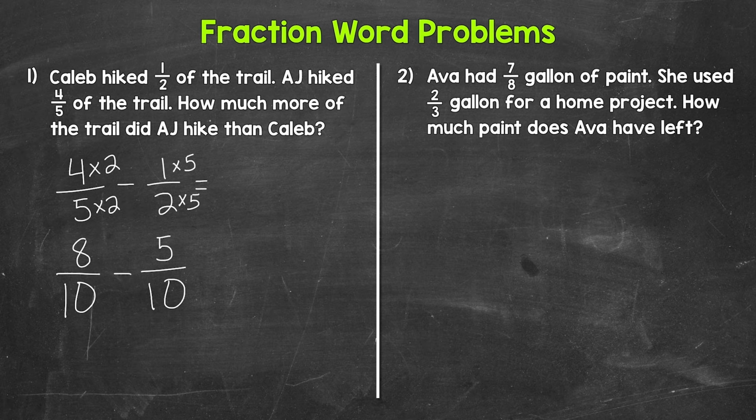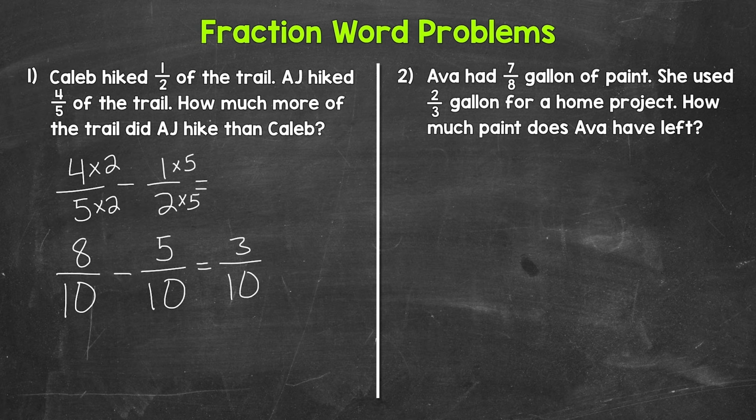Now we are ready to subtract since we have a common denominator. So we'll start by subtracting the numerators. 8 minus 5 gives us 3. And then we keep our denominator of 10. So our answer is 3/10.